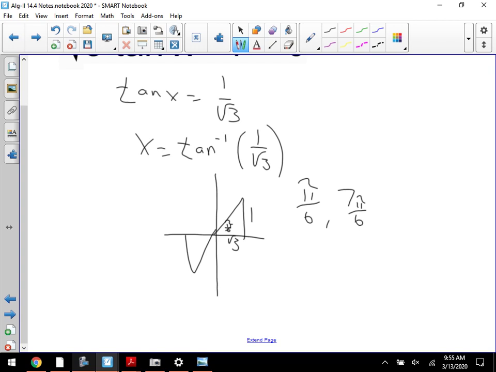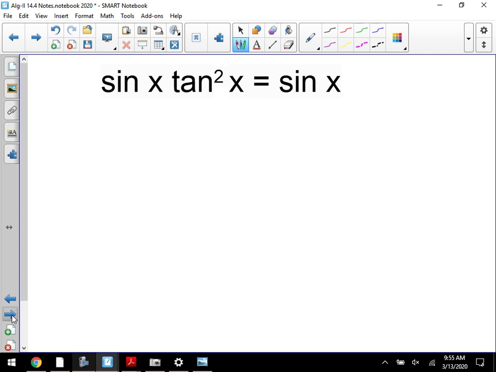Yes, sir? So if it was like a negative 1 over root 3, it would be in the second and fourth quadrant. Yes, sir. Very good. Yep, and we'll get stuff like that. I'm getting there. You guys are all like, oh, shit.